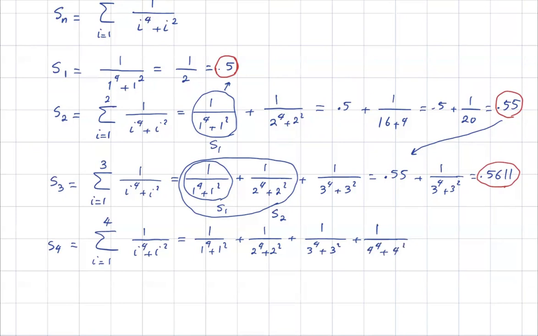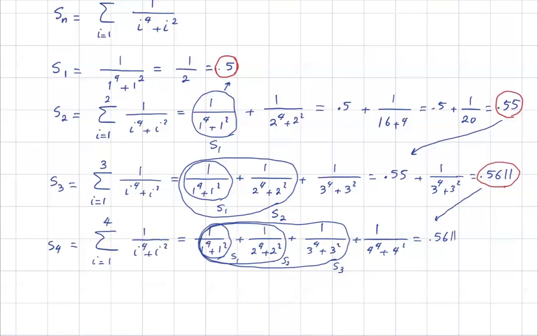But again, please pay attention here. This is your S1. The summation here is S2. The summation here is S3. You already calculated S3. Just use it over here. You get 0.5611 plus 1 divided by 4 to the 4th plus 4 squared.